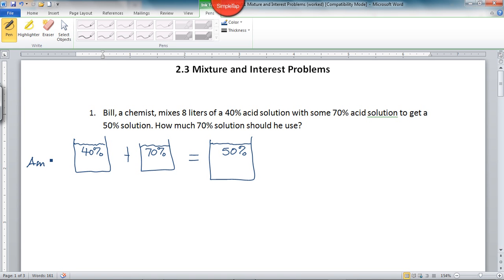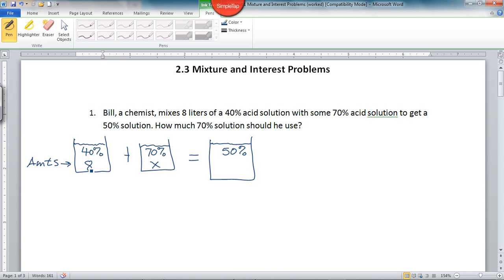Amounts go with each of these percentages. Let's try to fill those in. We've got 8 liters of 40%, so I'm going to put the 8 liters there. Now, for 70%, how much do I have? I don't know, so I'm going to label that as my variable x, our unknown, which leaves my 50% amount. Got to fill that in.